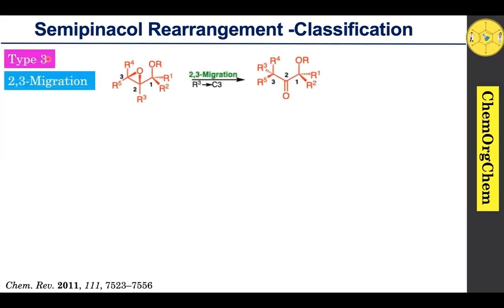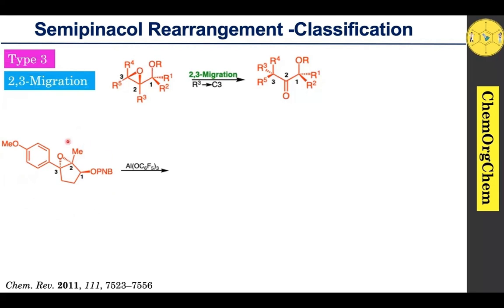Next, we are moving on to type 3, one more 2,3 migration. Just like the previous case, the 2,3 migration takes place if the third carbon center is able to stabilize the carbocation intermediate or has more substituents. So here you see one of the examples for this 2,3 migration.